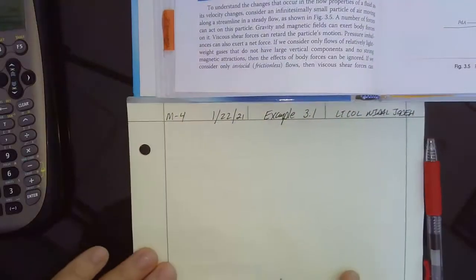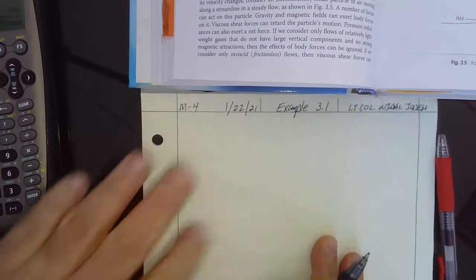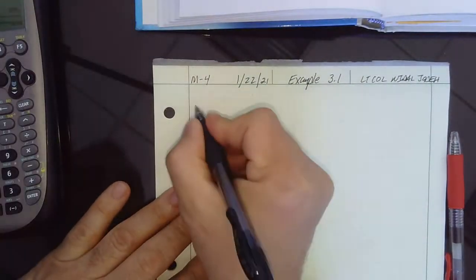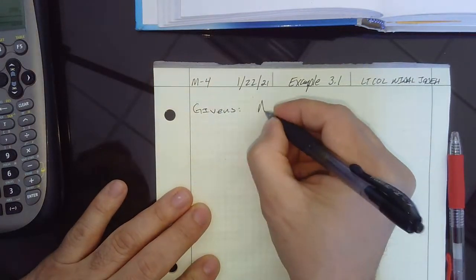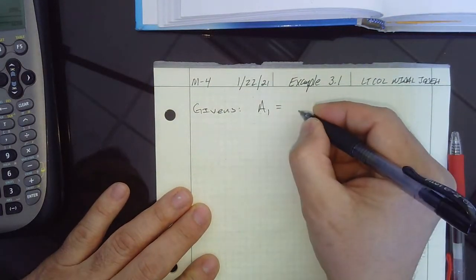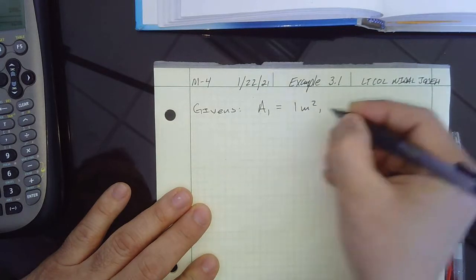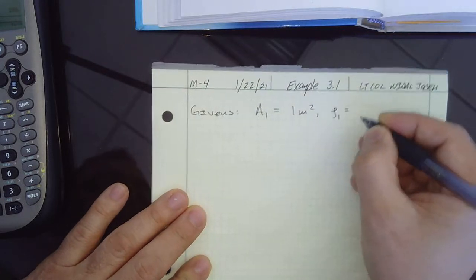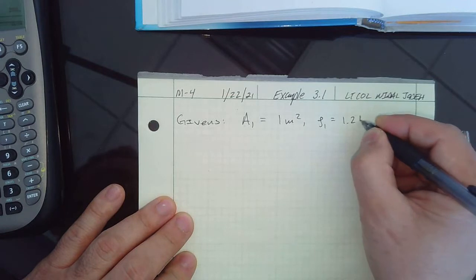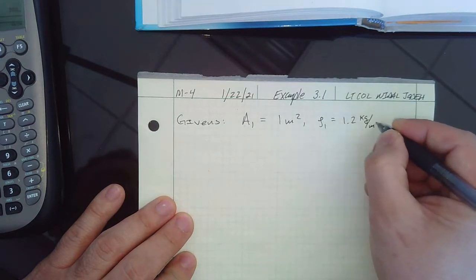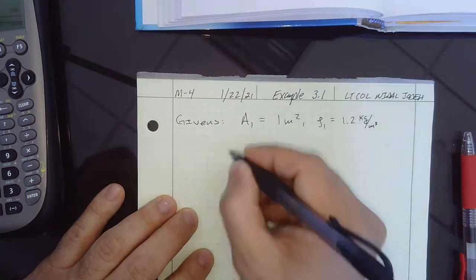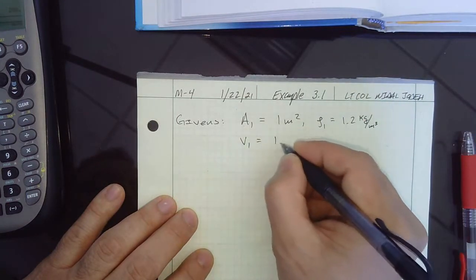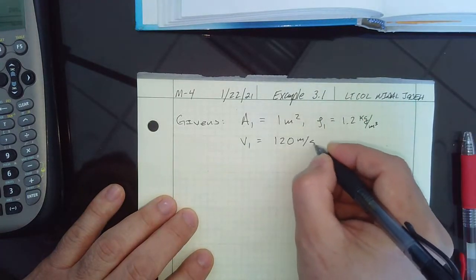Okay, and using the problem solving method, I list my givens. I have an area at station 1 of 1 meter squared. I have a density at station 1 of 1.2 kilograms per meter cubed, right? Stuff in a volume. And I have a velocity at station 1 of 120 meters per second.